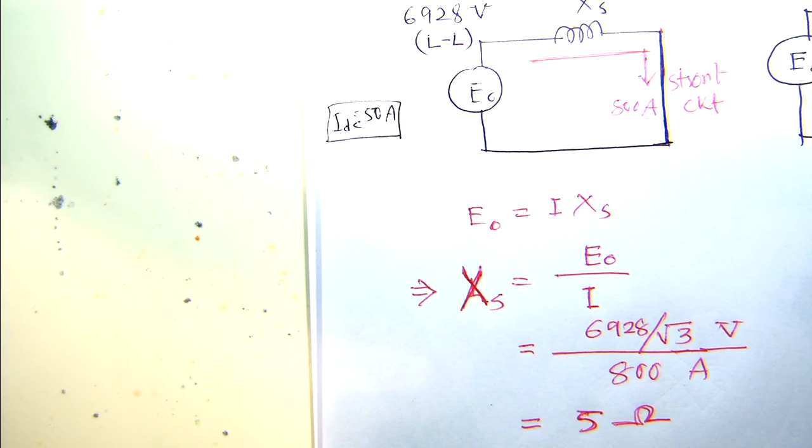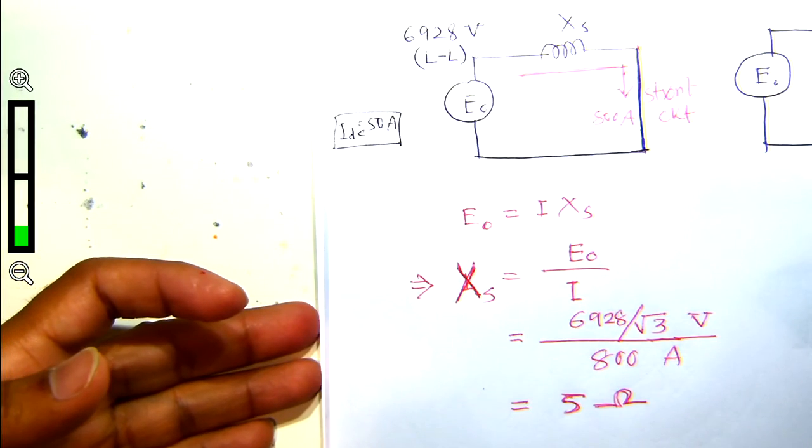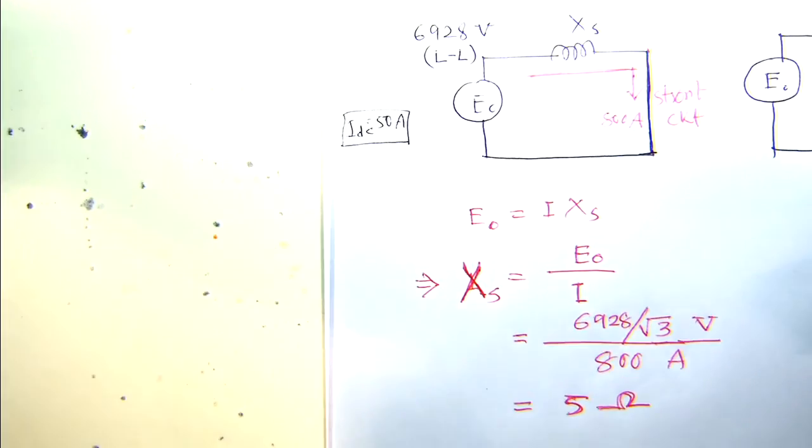You can see this is sort of solving a simple circuit. There is nothing to do with the synchronous machine. You just need to draw the equivalent circuit, right? So the equivalent circuit of the synchronous machine, E naught, XS, then short circuited. When you short circuit it, 800 ampere current flows through this. When your circuit becomes like that, you can write the equation E naught, I, XS, and get the value of the synchronous reactance in this case.